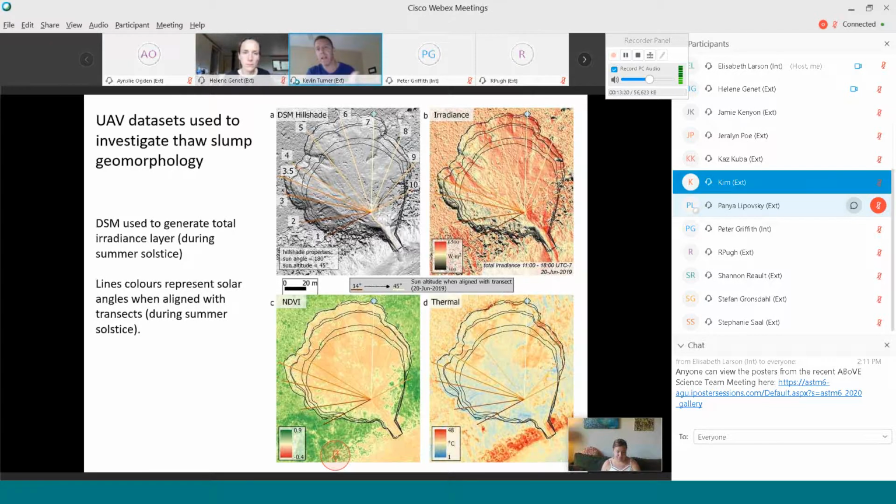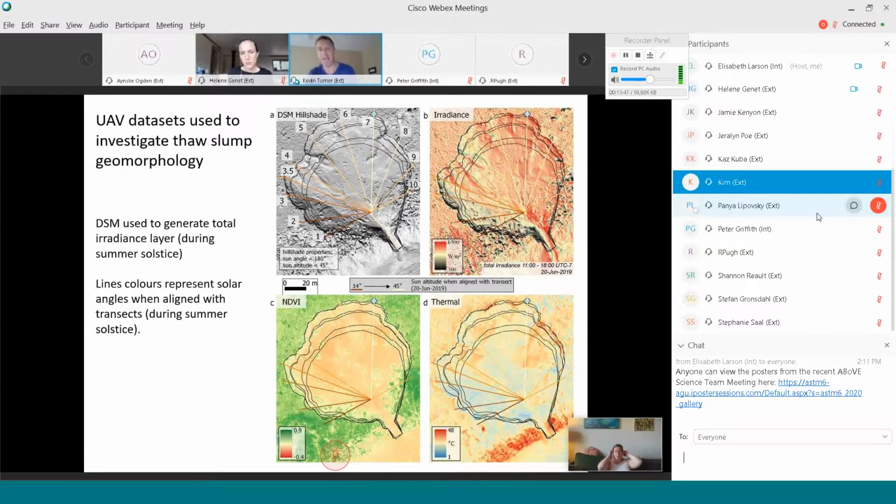And so we can see the more red zones, that's where there's more intense sun radiation, and I modeled it for summer solstice, June 20th, 2019. And we can see the darker areas where it's shaded. So that part of the slump isn't getting as much radiation. And then down in the lower part, we have NDVI from the multi-spec data and also thermal data.